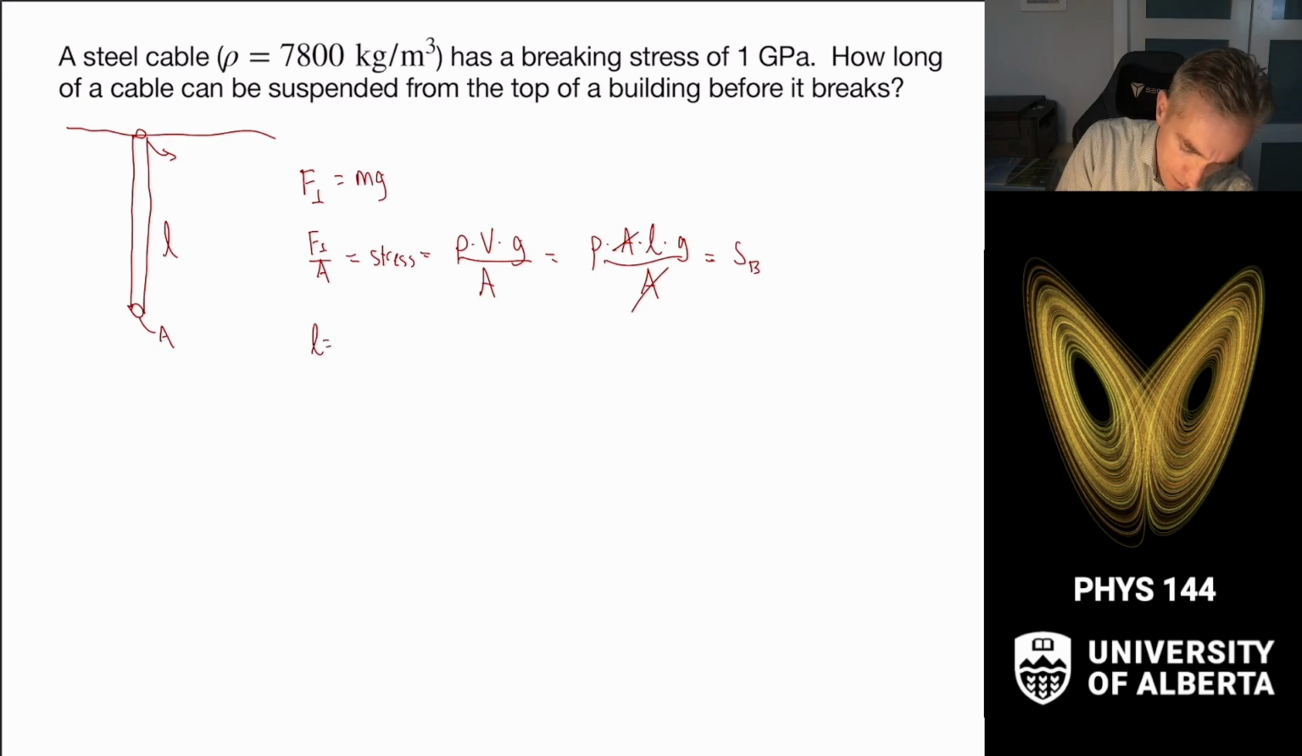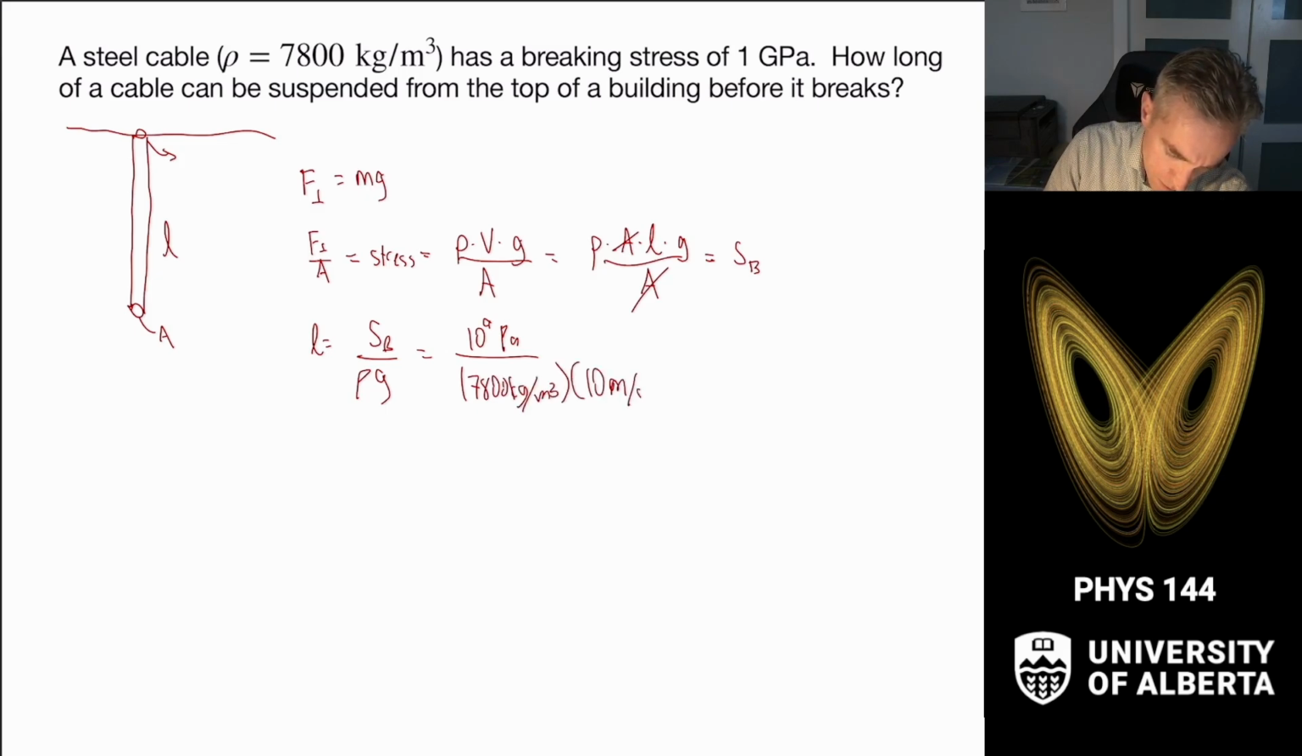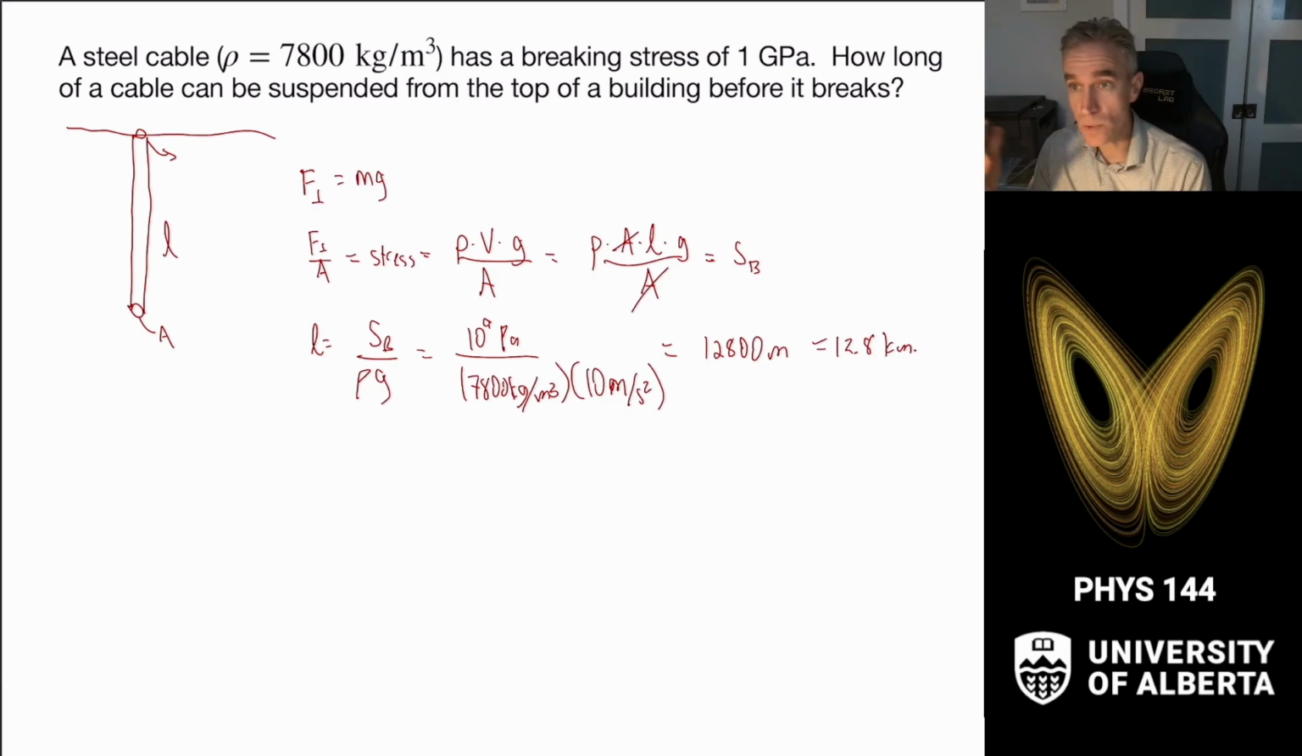So we get L is equal to the breaking stress over rho g. Then we just put in 10 to the 9 pascals, put in the density, 7,800 kilograms per meter cubed, put in the gravity, 10 meters per second squared, and out comes an answer of 12,800 meters, or 12.8 kilometers, which is pretty good. You don't have to worry about steel cables suspended off of buildings breaking.